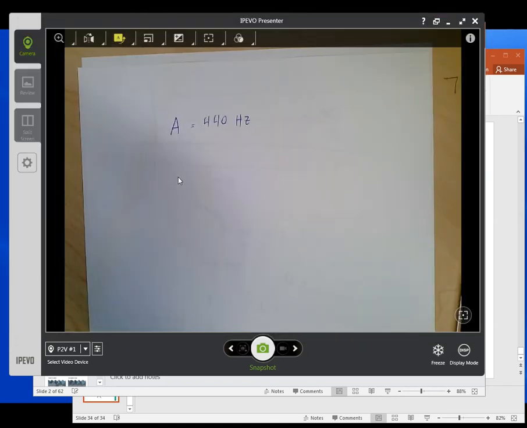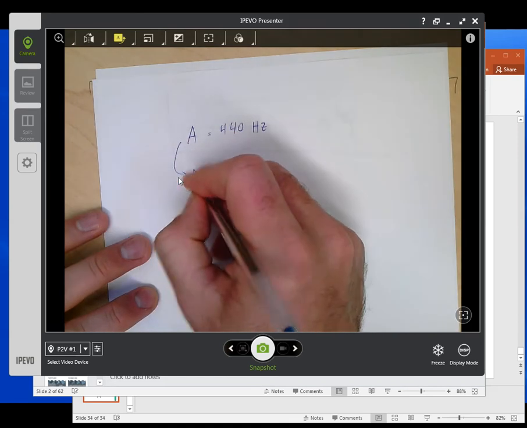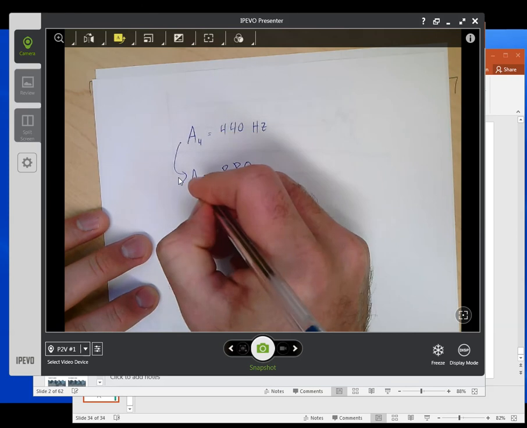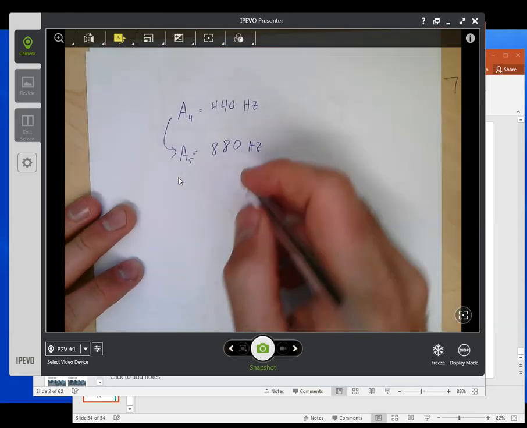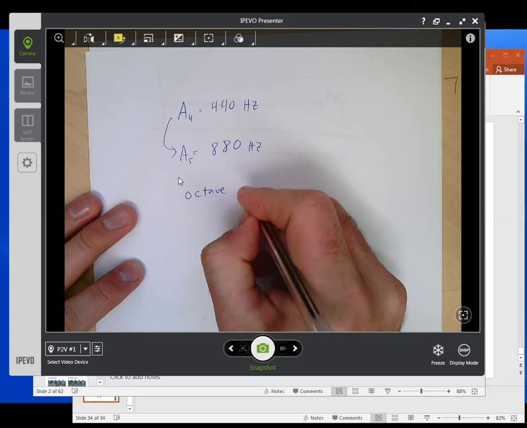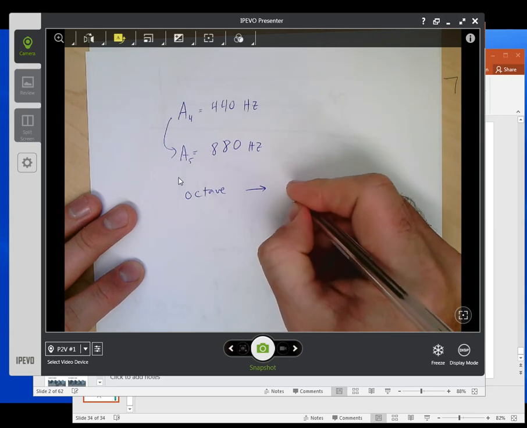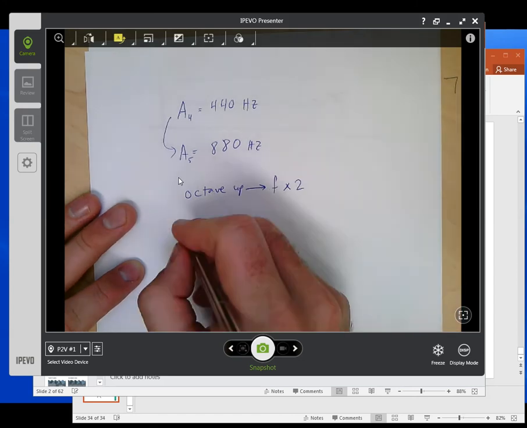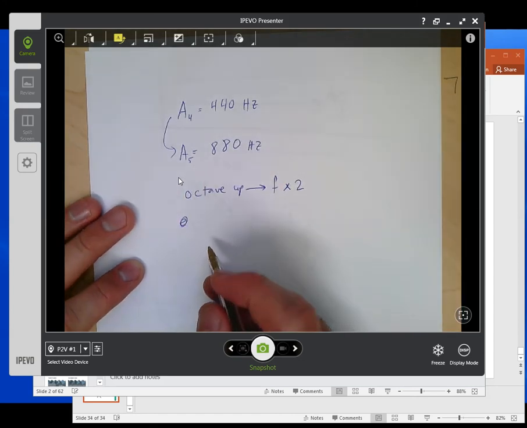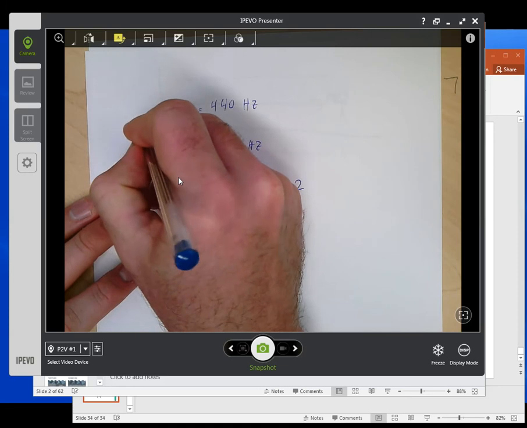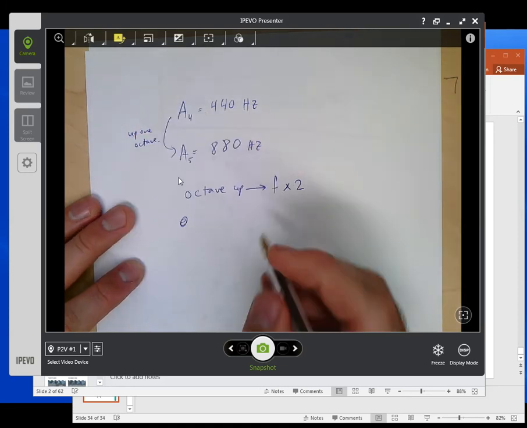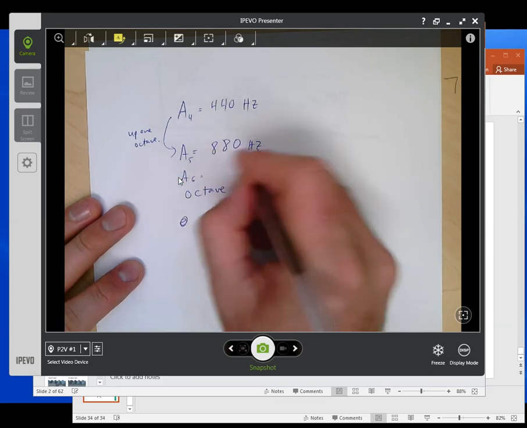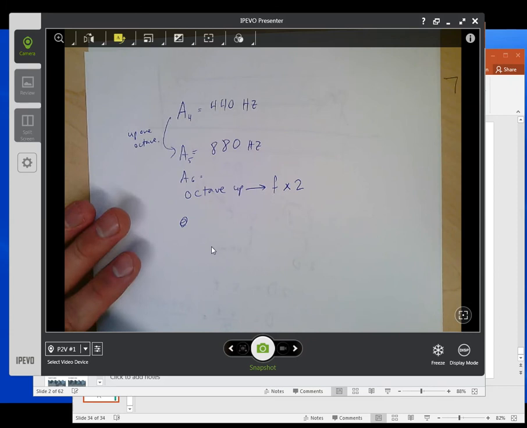If you had an A that was 440, the next A up on the piano, an octave higher, would be frequency multiplied by 2. So I think this would be A4 and this would be A5. So in other words, going an octave up means multiply the frequency by 2. We did one example going from 440 to 880, which is up 1 octave. If we go up another octave, you might think, oh, do you just add 440 to that? It turns out, no, you're going to multiply this frequency by a factor of 2.